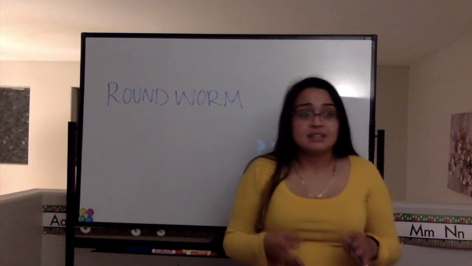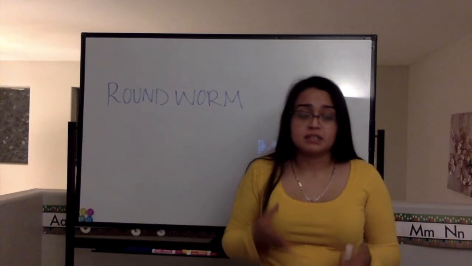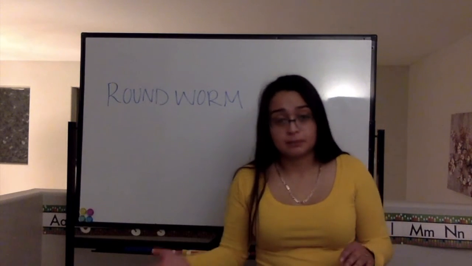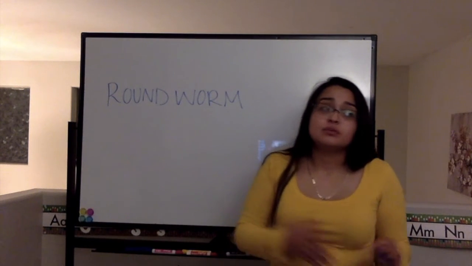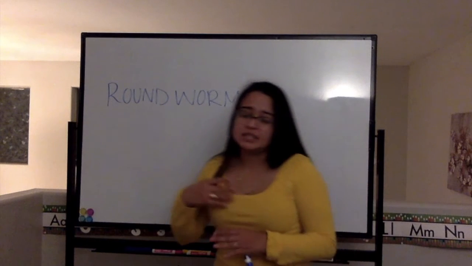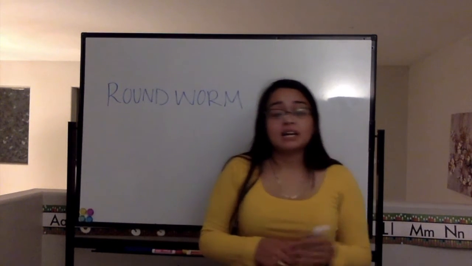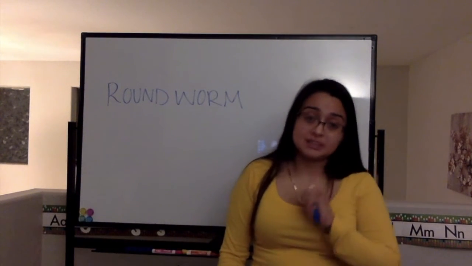So pretty much if it digested everything it ate, nothing would come out. Like there would be no waste. But if there is any food that the worm wasn't able to digest or anything like that, it would actually be expelled through the anus. A roundworm does have one.